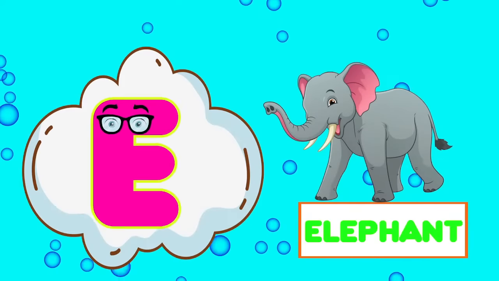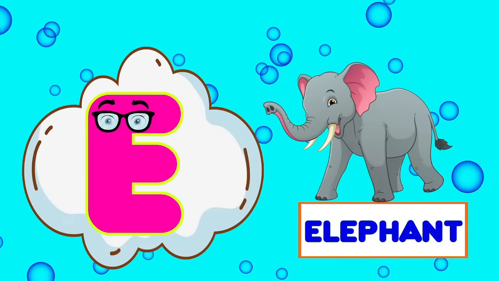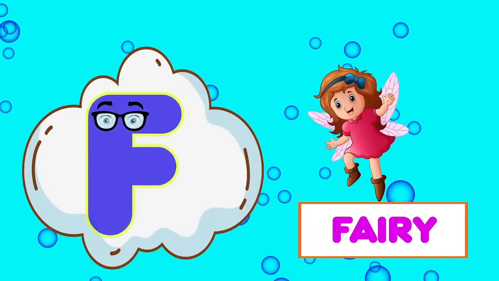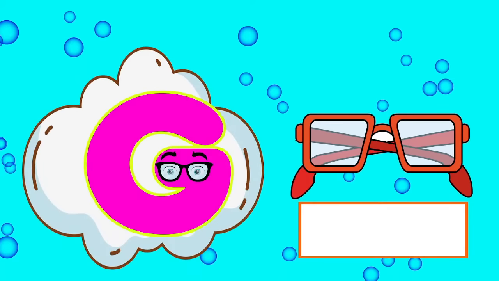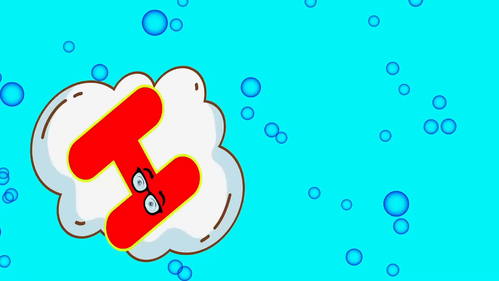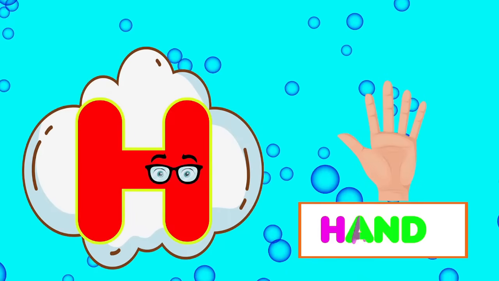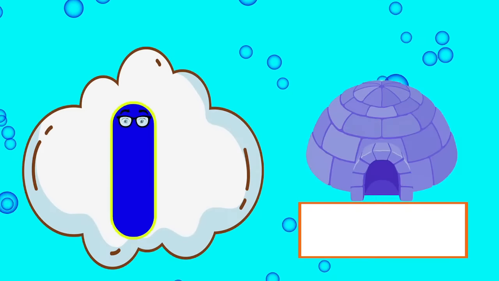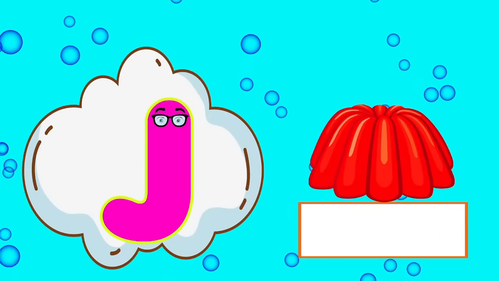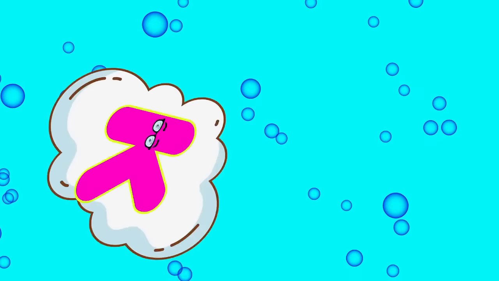Elephant. Fairy. G is for glasses. G, G, glasses. H is for hand. H, H, hand. I is for igloo. I, I, igloo. J is for jelly. J, J, jelly. K is for keyboard.